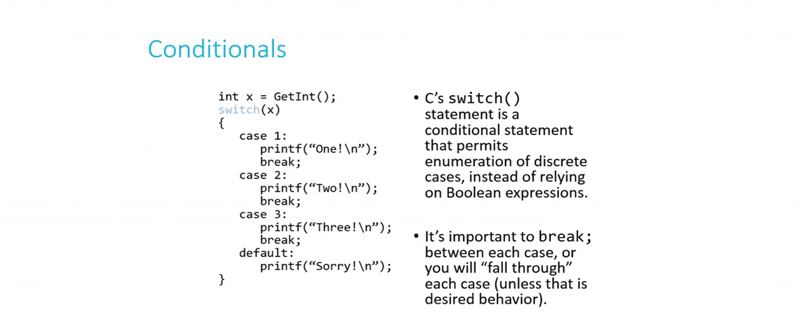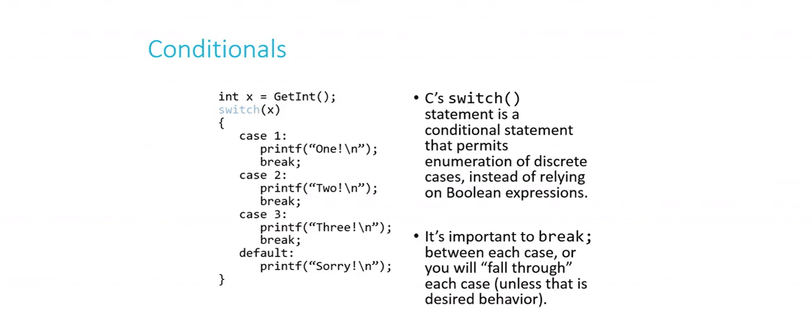So int x equals getInt. Basically what's happening is I'm at the terminal, I'm asking the user to type in a number. And here I'm switching what I'm doing depending on what the user typed at the prompt. So if they typed 1, I print out 1, and then I break. If they typed 2, I print out 2, and then I break.